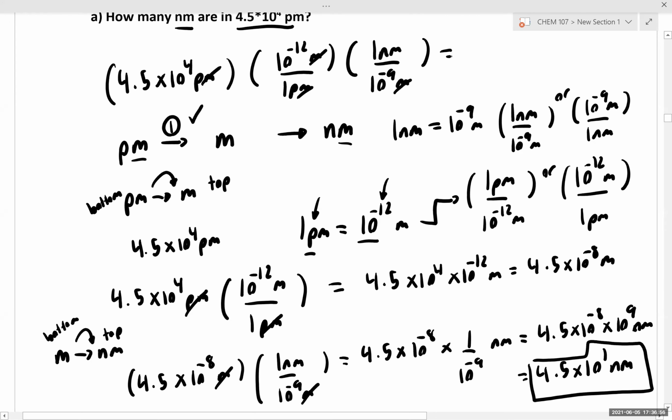Meters cancel. And in this case, we're left with 4.5 times 10 to the 4th times 10 to the negative 12th times 10 to the 9th nanometers, which in turn gives us 4.5 times 10 to the 1st nanometers.